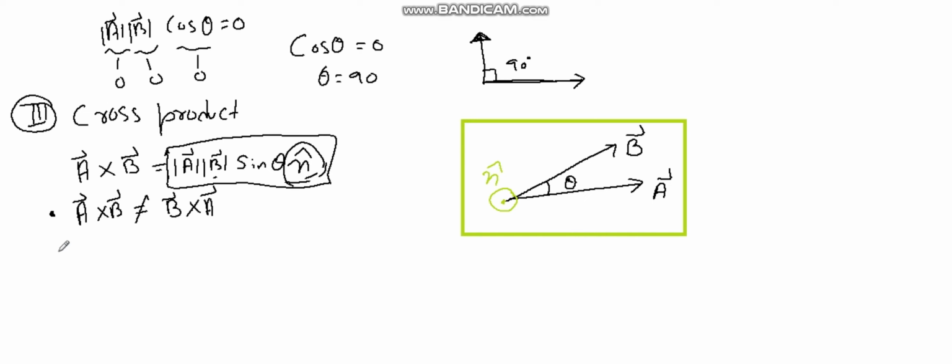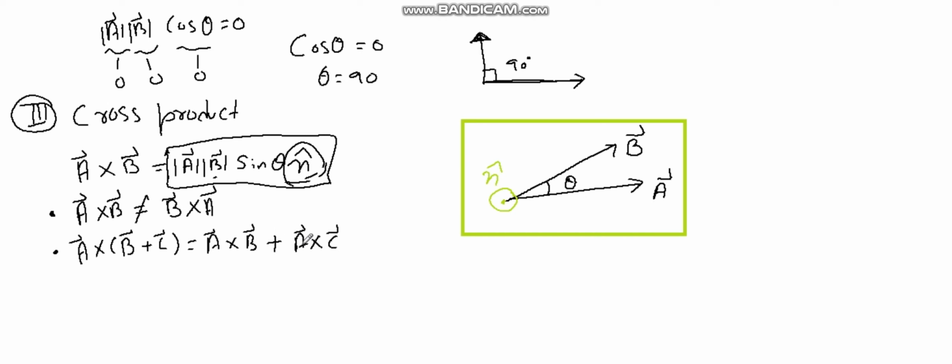Okay, so let's come to the second property of this cross product. The second is the distributive property. A cross (B plus C) will give A cross B plus A cross C.